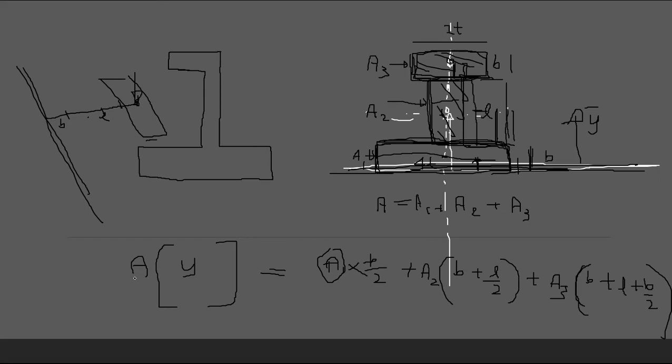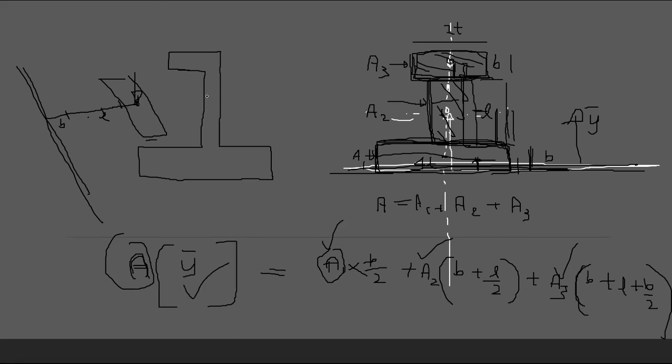And that should equal the total area times y bar. Y bar is the distance to the centroid, that's what we need to find. We know this one, we can find this, this, and this. We know these things, so you can straight away find y bar.